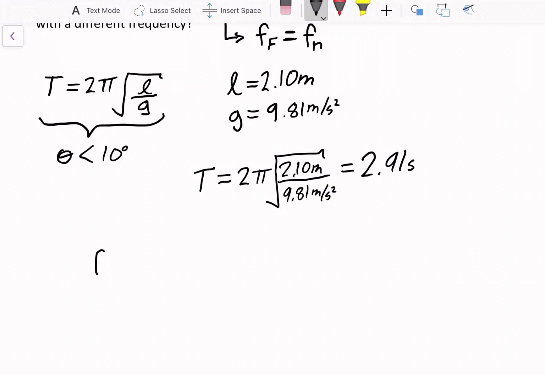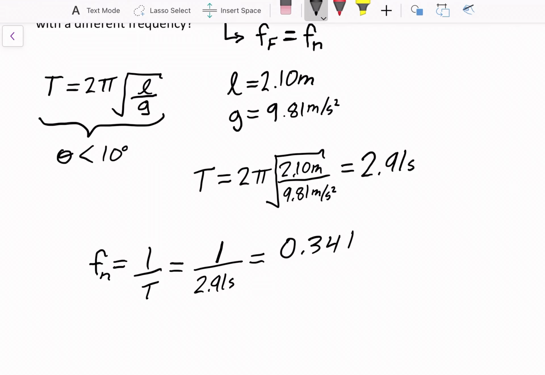So remember, the frequency is equal to 1 over the period. We'll call this the natural frequency. So that's going to be 1 over 2.91 seconds. And if we calculate this, this is 0.34 with a unit of hertz, which is what we use for frequency. That's the same as 1 over seconds, remember. So the natural frequency of this swing is 0.34 hertz, and this is the same frequency that you must push at.